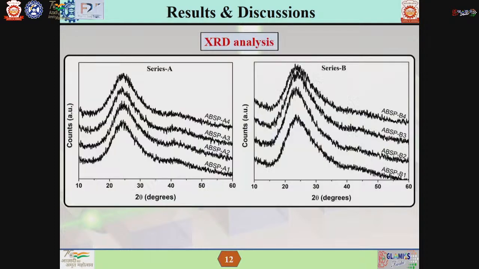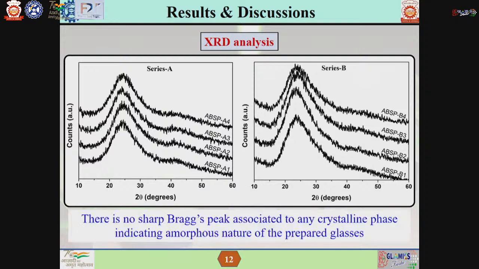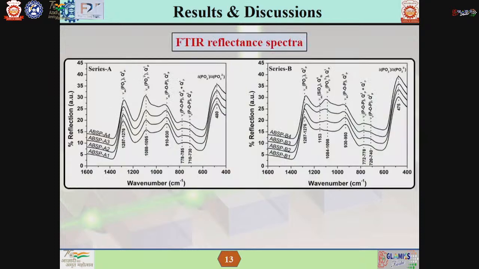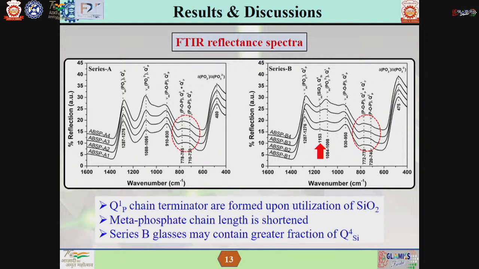From the XRD pattern, we are not finding any crystalline peak, so it shows the X-ray amorphous nature of the prepared glasses. And from the FTIR spectra, we have analyzed the glass molecular structure. By critical observation, we have come to the conclusion that the metaphosphate chain length is gradually reducing by the formation of chain terminators, and series B glass will show a well-strengthened network because a larger fraction of Q4 Si is present.